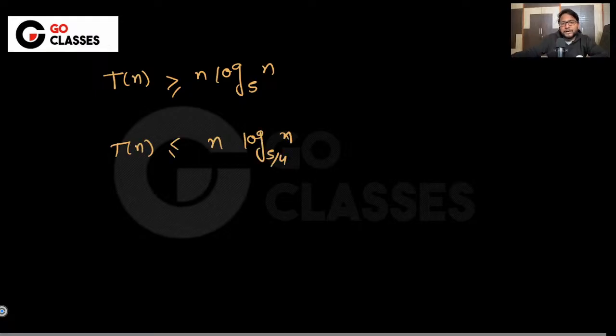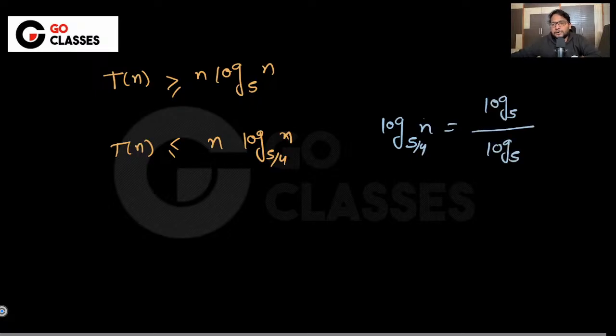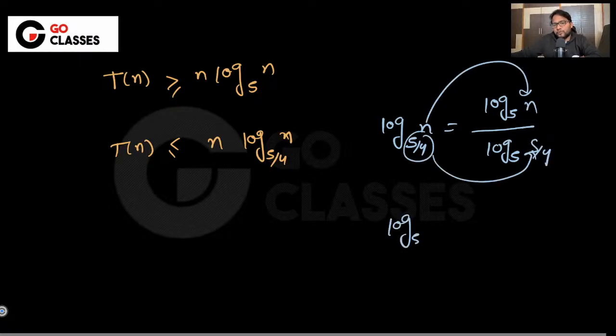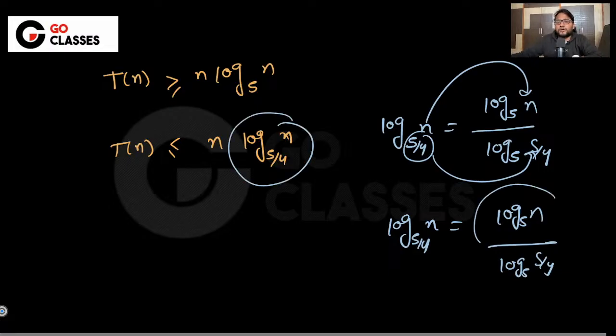Now you can definitely convert this base to log base 5, right? Any base to any other base. How? You can say that log base 5/4 of n is nothing but log base 5 of n upon log base 5 of 5/4. So basically this term is nothing but log base 5 of n, because the denominator is a constant.